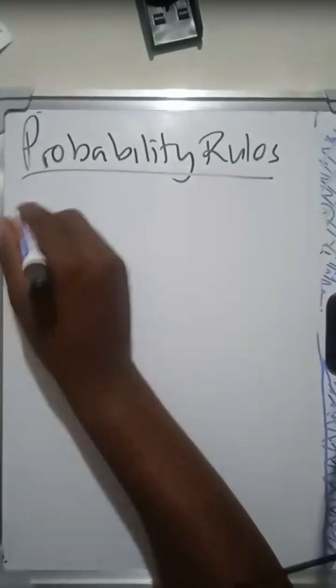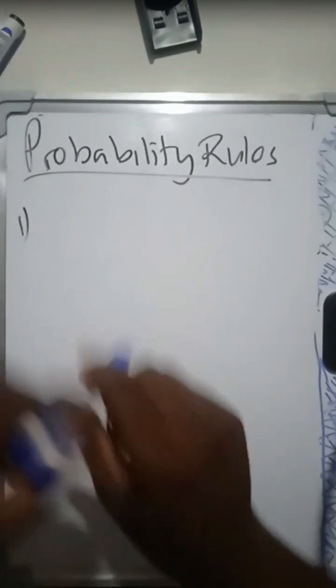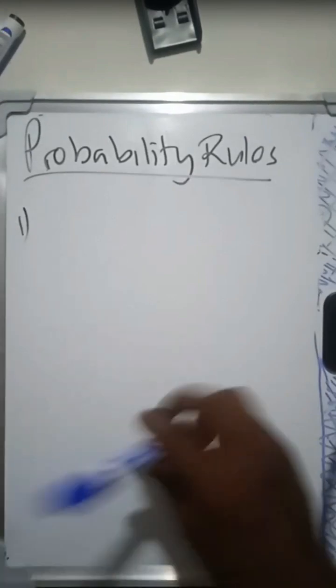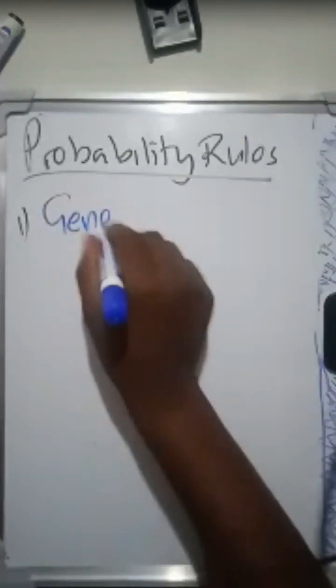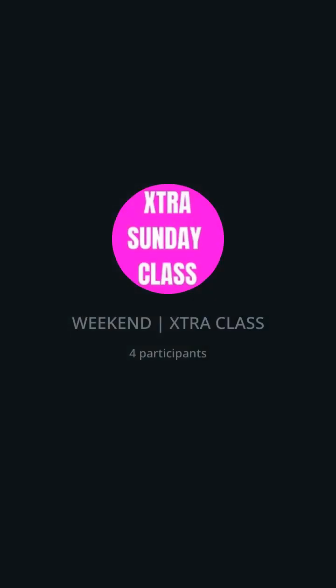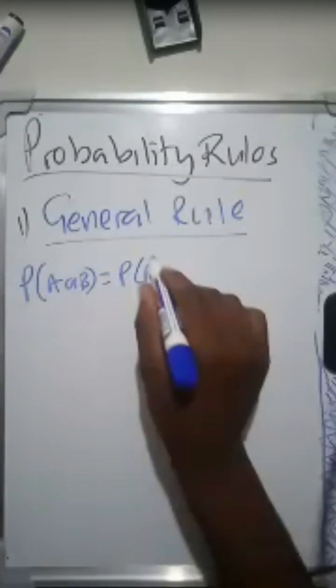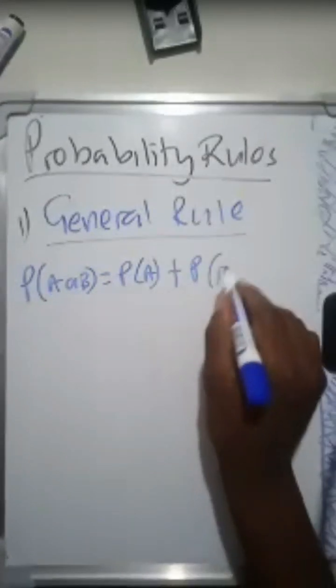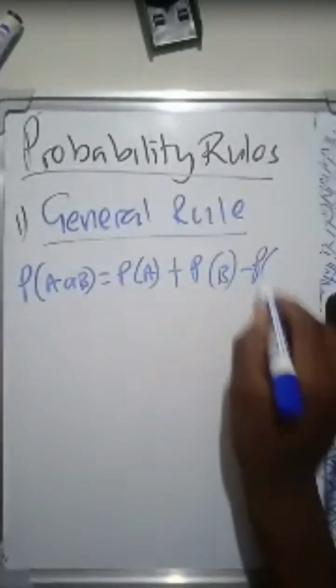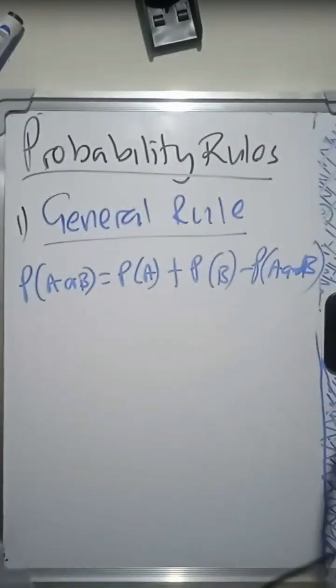Okay, so probability rules. We said number one, we have the general rule. Allow me to change marker. My black marker is now finished. We have the general rule, which says the probability of A or B is equal to the probability of A plus the probability of B minus the probability of A and B. Okay, that is the general rule which can be changed.